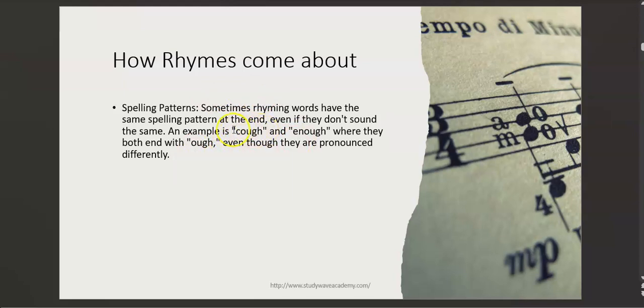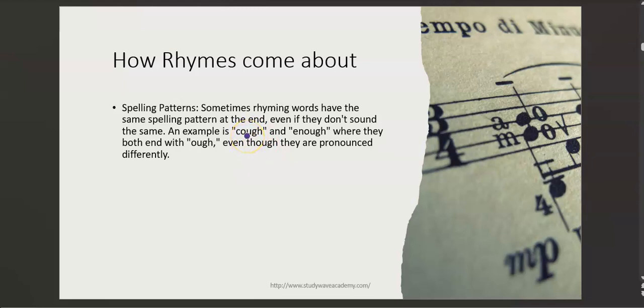For example, look at the words I've given here. I've given the word cough, and I've given the word enough. So cough and enough. You see my cursor moving here. So these two words, they are pronounced differently. One is cough, another one is enough. But you find that they have the same ending pattern, similar pattern. And the pattern is off.